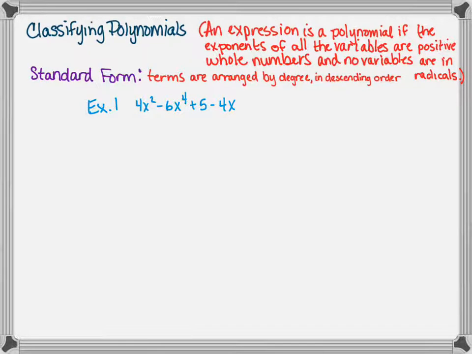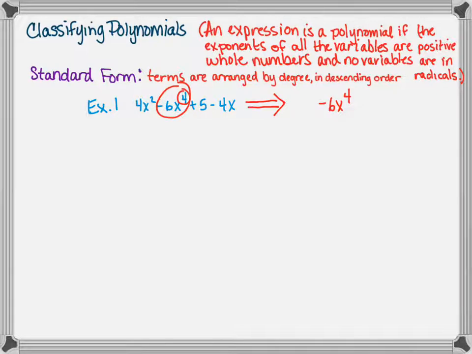Example 1, we have 4x squared minus 6x to the fourth plus 5 minus 4x. So if we write this in standard form, we first need to find the highest degree term, or which has the highest exponent. So here we find an exponent of 4. So our highest degree term is negative 6x to the fourth. So we'll write negative 6x to the fourth.